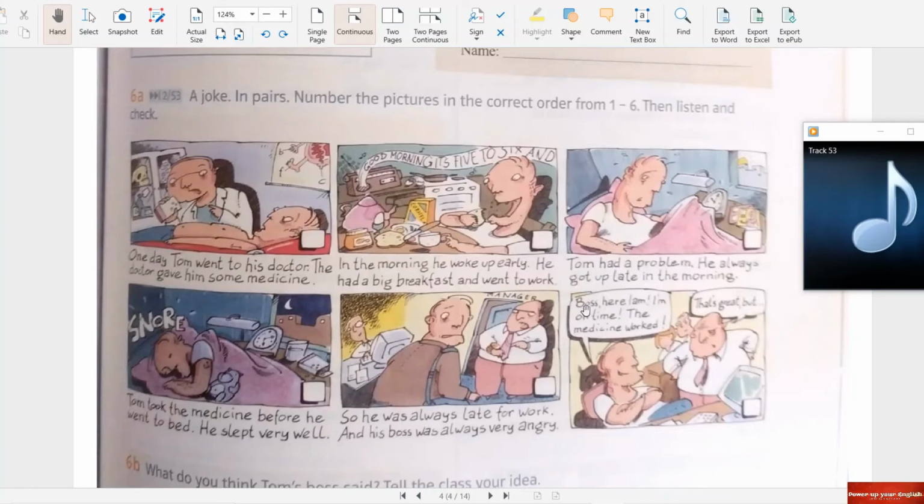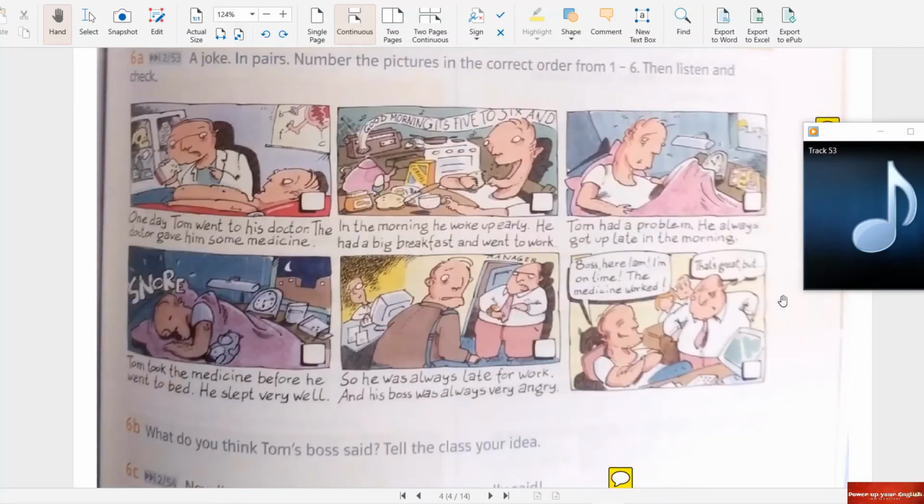"Boss," he said, "here I am. I'm on time. The medicine worked." "That's great," said the boss.